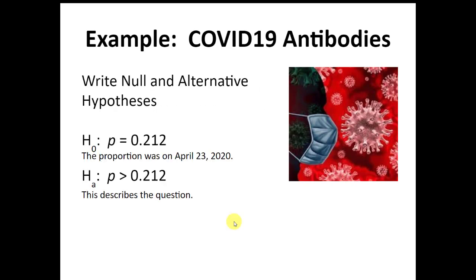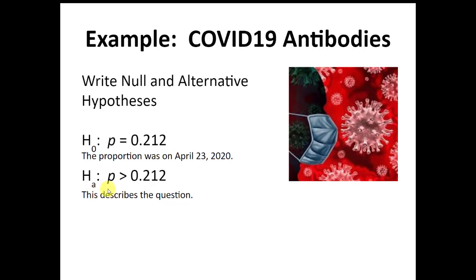So the null is what's expected. The null, H naught, is that the proportion is 0.212, right? Which is just 21.2% written as a decimal. The alternate hypothesis is trying to describe the question, has this increased, right? The question was, has this increased?